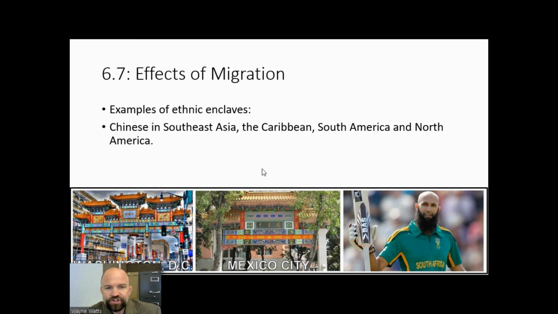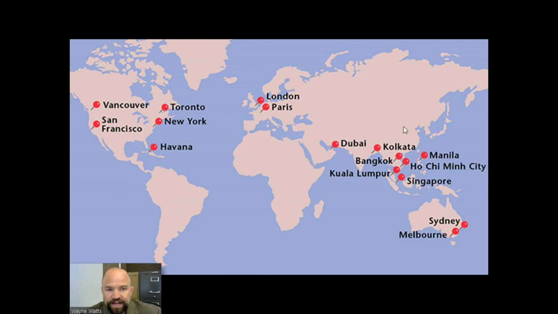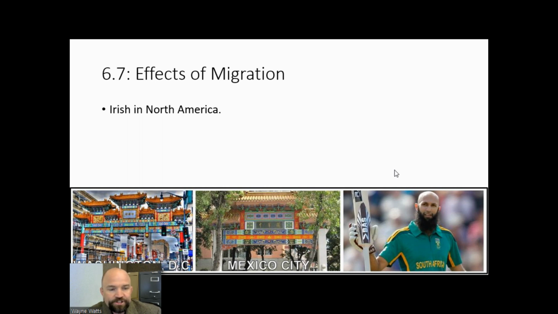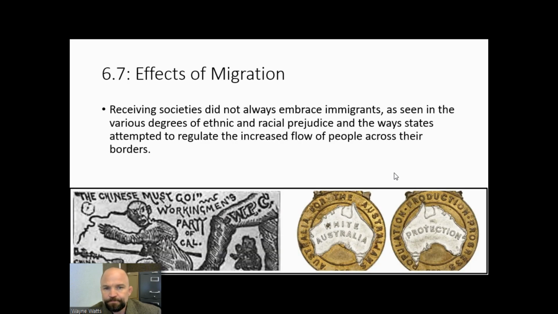You can find Chinatowns, though, all over the place in Southeast Asia, the Caribbean, South America. This is not even a comprehensive list, but some of the more well-known ones are in San Francisco or Havana. Indians in East and Southern Africa, the Caribbean, and Southeast Asia. Irish people in North America, like, for instance, in the south part of Boston.